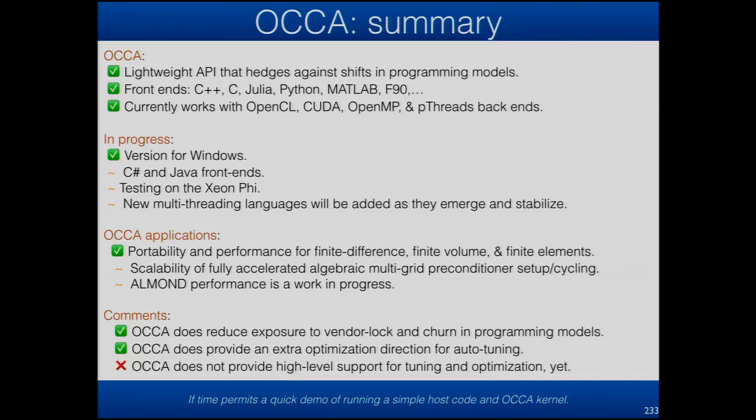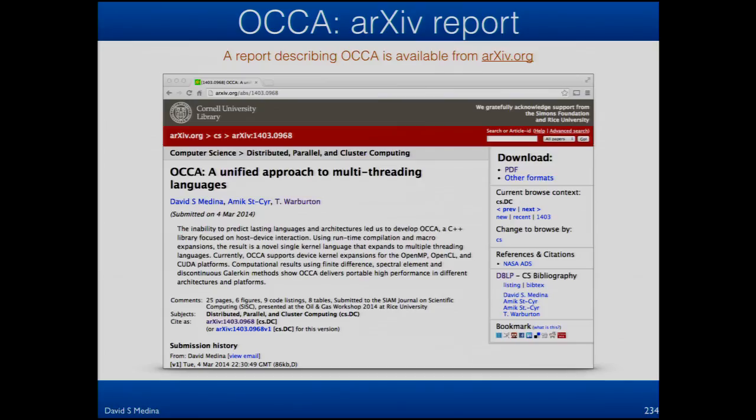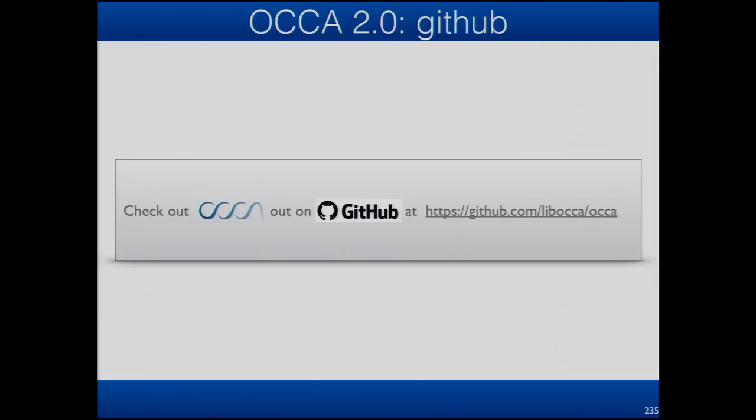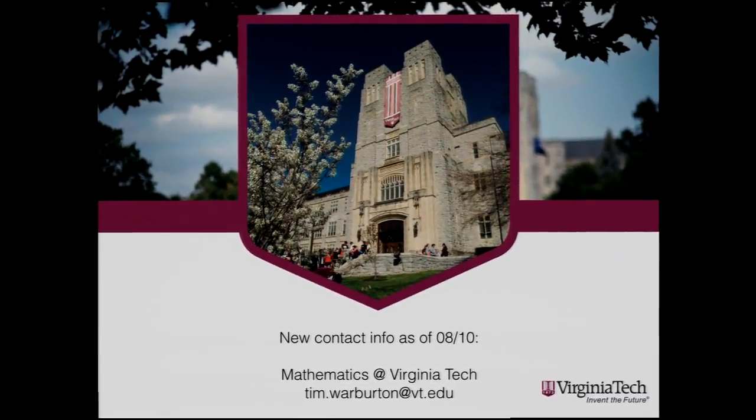So we have a lightweight API, multiple front ends, and it works with multiple back ends. We have a version for Windows. I'm not sure if we're supporting that because we don't like Windows. We've tested on multiple different devices. We've got portability and sometimes performance, portable performance, for multiple different discretizations. And we're trying to minimize exposure, not just to vendor lock, but also model lock. You don't want to get too close to the threading model. You want to be portable across multiple threading models. There's a report and a GitHub, and I'll end the story there.